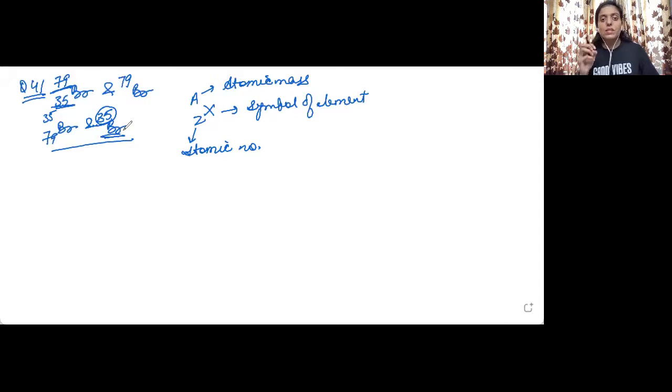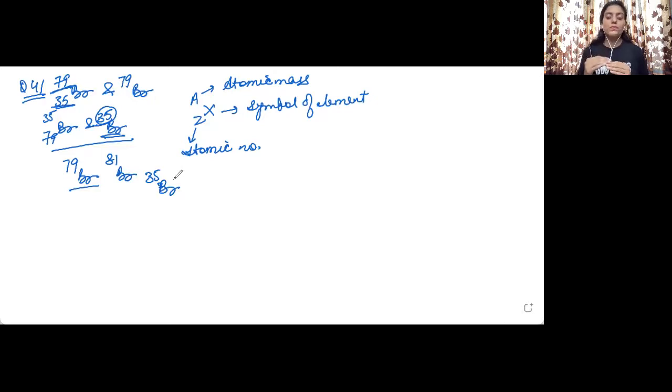Now, atomic mass is not fixed because elements have different isotopes. Bromine has the isotope 79, and bromine also has the isotope 81. In this case, if we only write bromine 35, what will happen? We are not specifying which isotope of bromine it is. It can be 79 also, it can be 81 also. So it creates confusion.